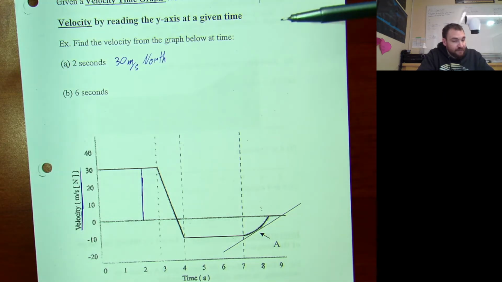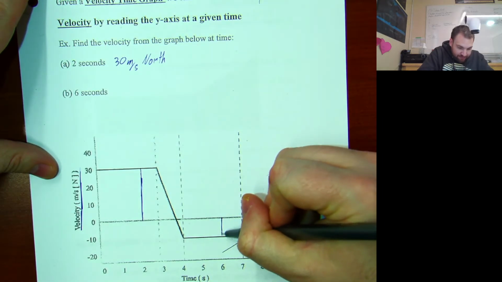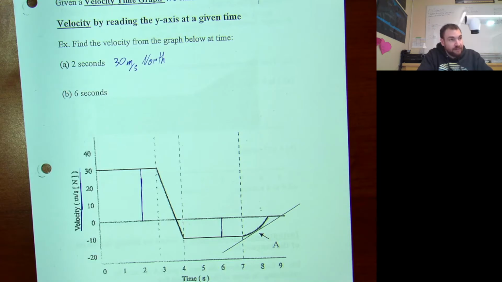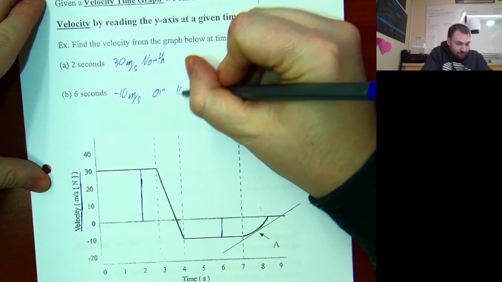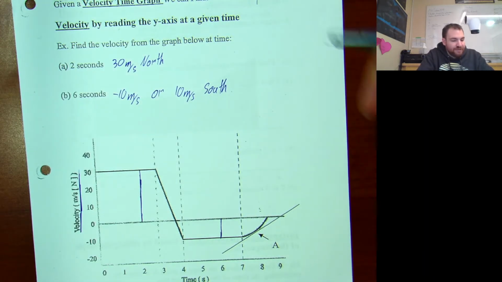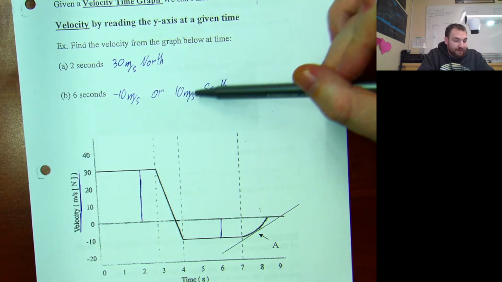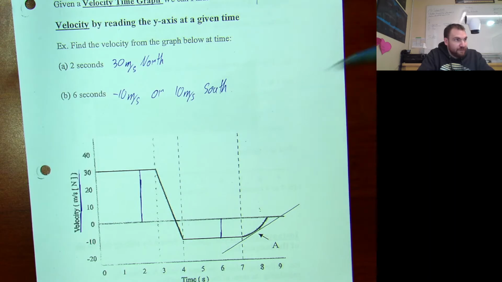At 6 seconds, how fast is our object moving? I just go along my time axis over here to 6 seconds. How fast is my object moving? Cool. Either we're going to quote that as negative 10 meters per second or 10 meters per second south. If this is going to get shoved into an equation, obviously you're going to want to use that negative. But talking about it with just words, we can say 10 meters per second south.